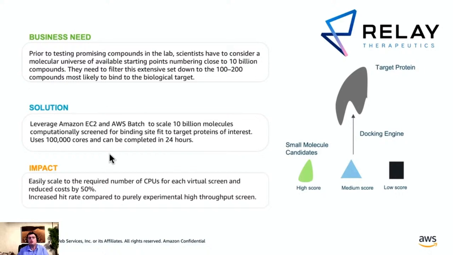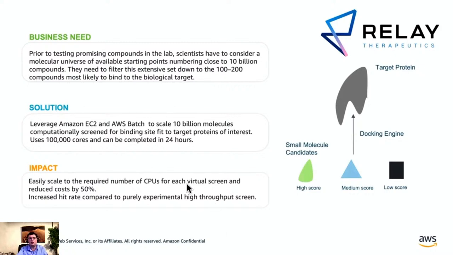What Relay Therapeutics was able to do is leverage EC2 and AWS Batch to scale up to 10 billion molecules that can be computationally screened for fitting the binding site. This allows them to spin up to, let's say, 100,000 cores in their particular use case, and it can be completed within 24 hours. This is a prime example, I would say, of basic science at scale, because you're scaling your docking engine to essentially arbitrarily large workloads. And importantly, I want to emphasize, these cores can auto scale, so you can scale up when you need and scale down when you don't need them, which saves on costs as well.